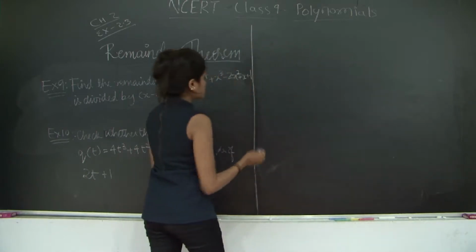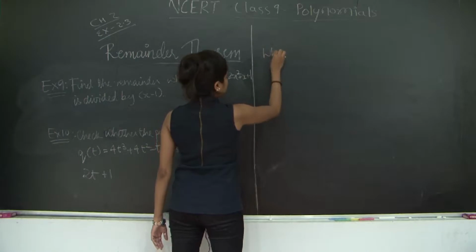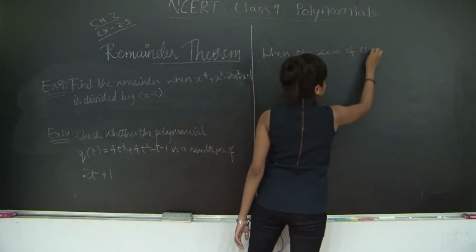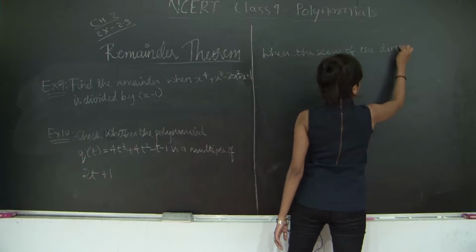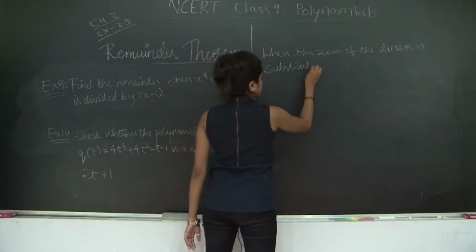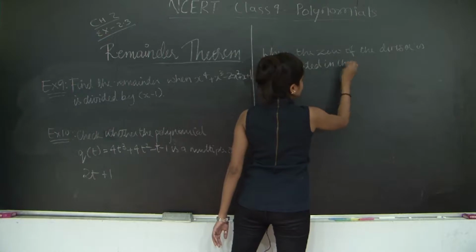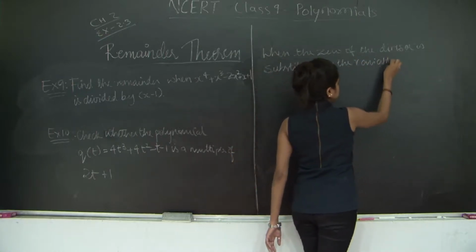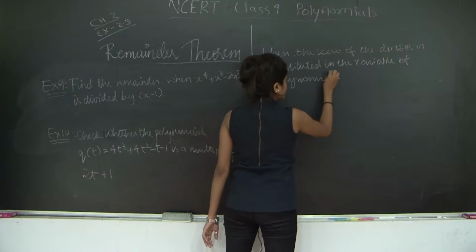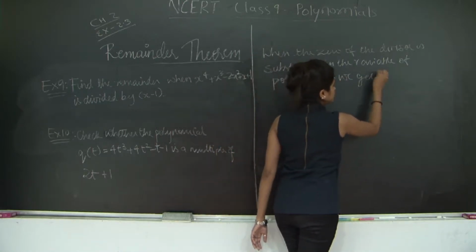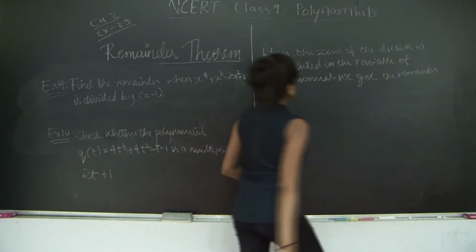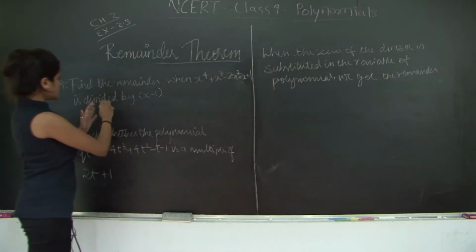To put remainder theorem into simple words, when the zero of the divisor is substituted in the variable of the polynomial, we get the remainder. Okay, so when the zero, now here is your question.